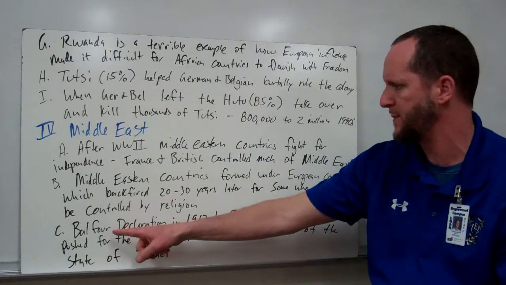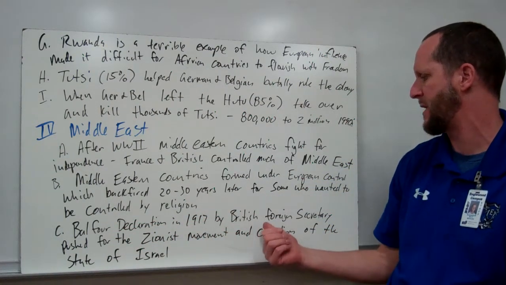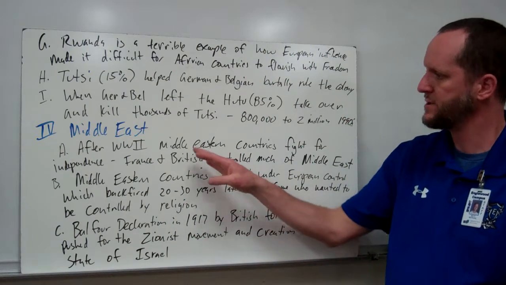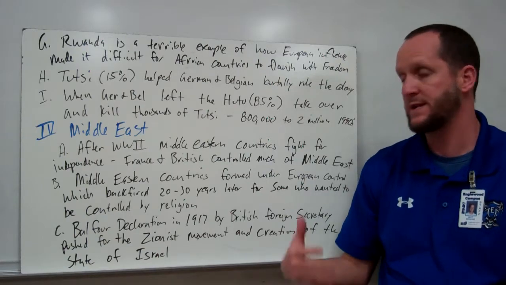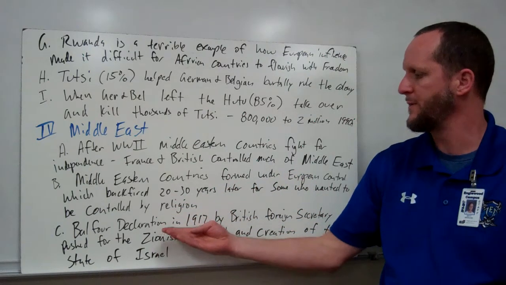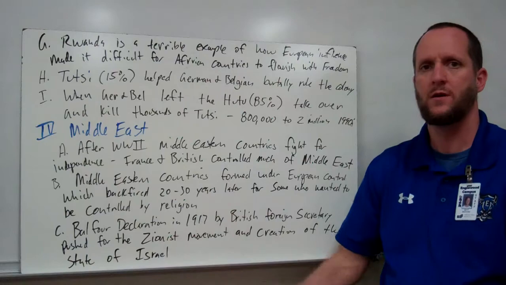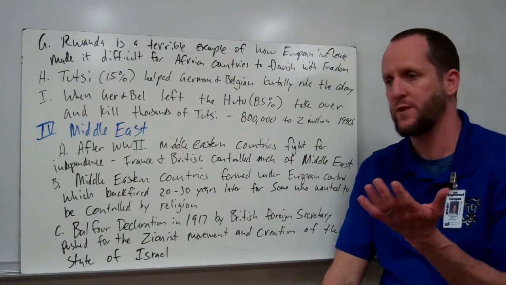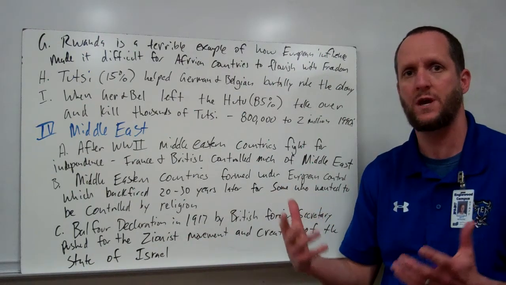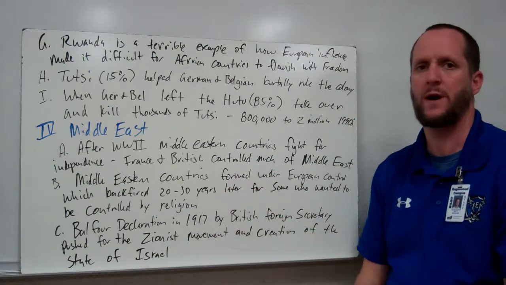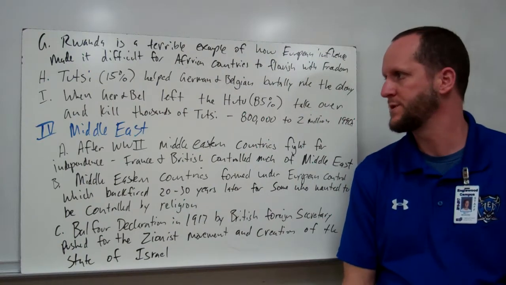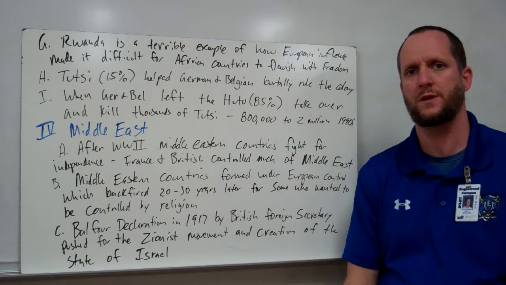I'm sorry, let me back up. The Balfour Declaration in 1917 by British Foreign Secretary pushed for the Zionist movement and the creation of a state of Israel. So while in the Middle East, most countries that were formed were Islamic, and still are, all the way back in 1917, there was a push, and even before this, for a Zionist movement or a creation of a state of Israel, and this would finally come about after World War II, and that's what we'll start our next boards with in the future.